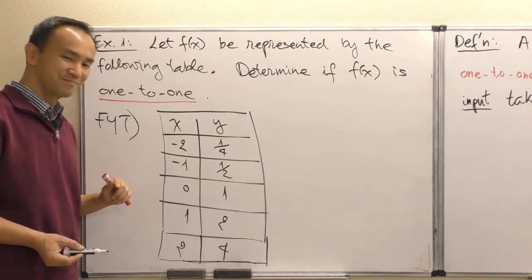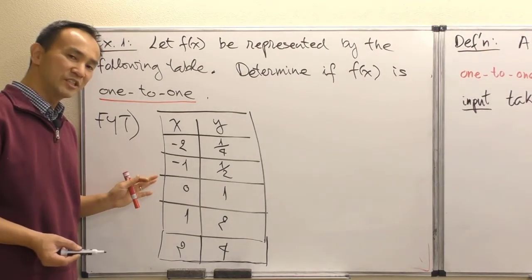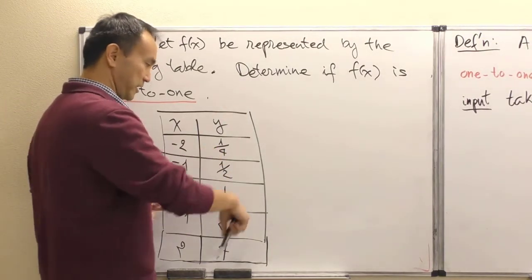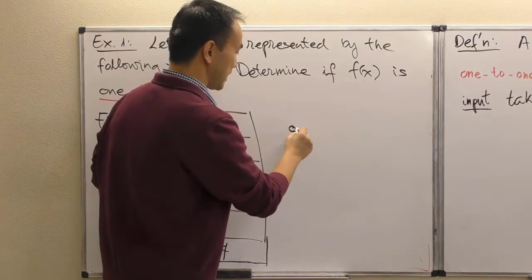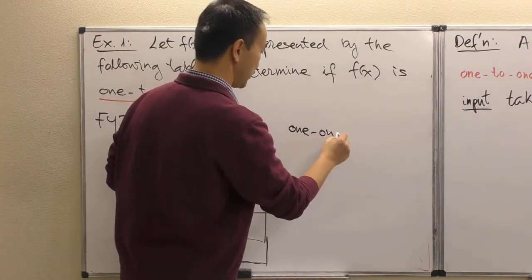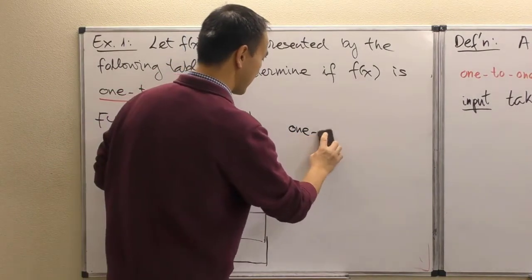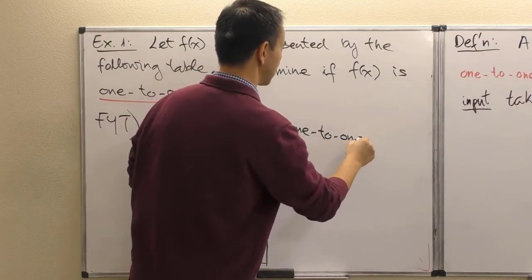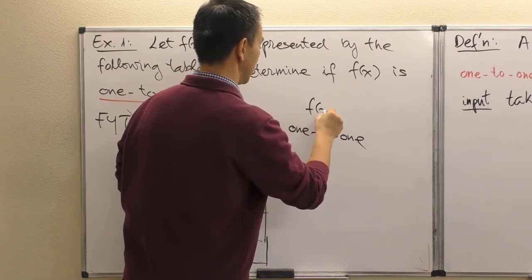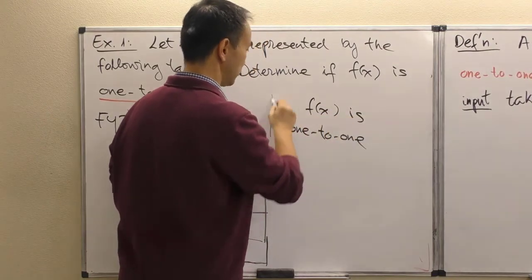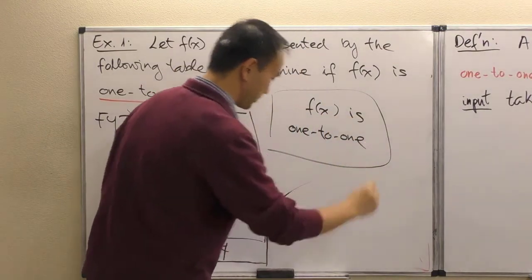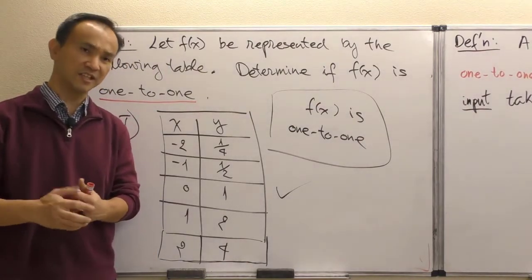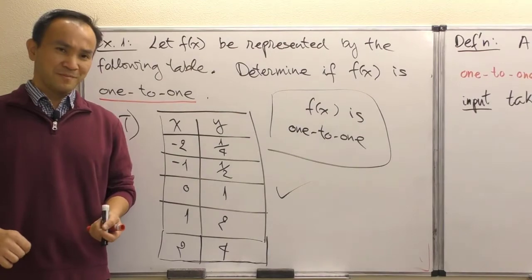All right, so now assuming you have already spent some time thinking through the problem, this table represents a 1-to-1 function. It is 1-to-1. f of x is 1-to-1. That's how we're saying it. And I often show my students to put a check there, as it's a problem where we're checking if it's a 1-to-1 function or not.